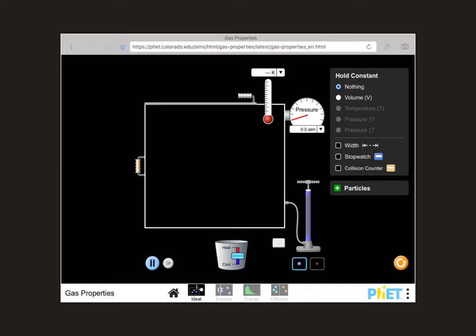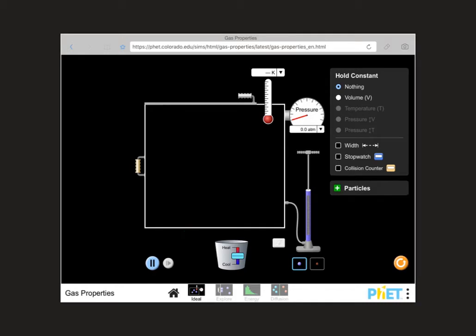So let's set this up first before I start showing you what's going on. First of all, we have a container of some sort. We have a pump, which we can use to pump in some gas molecules. I can put in a heavy molecule or a light molecule. I can measure the temperature and the pressure. It's all using PV equals nRT. We can also control the size of the box if we want to.